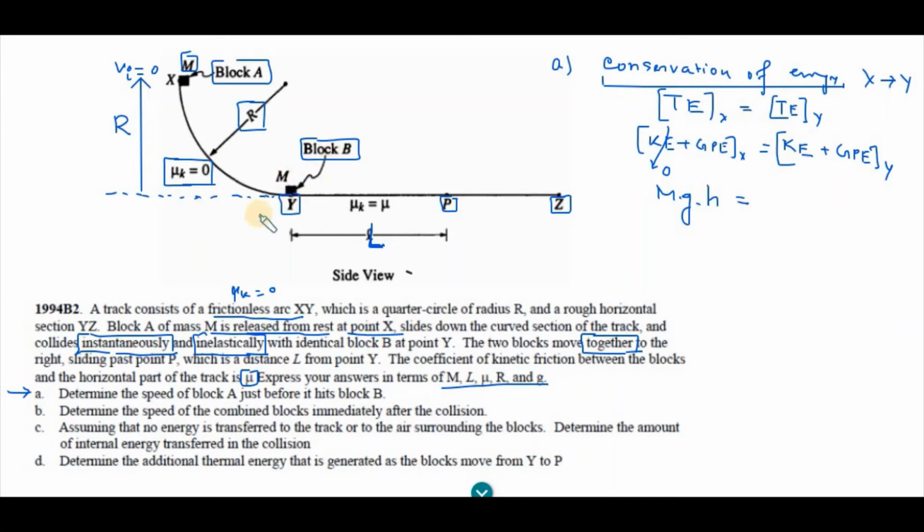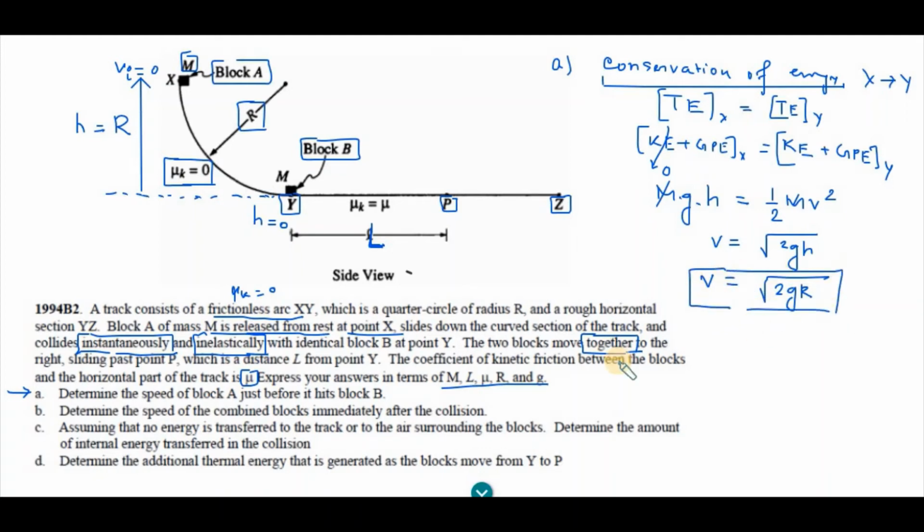Since at the point Y the height h should be 0, we'll be considering that kinetic energy, which should be half mv squared. And finally, to obtain the velocity before the collision of this block, the m is getting cancelled, and v becomes square root of twice g h. But this h we need to substitute by r, because presently we are considering h the same as r, so v equals square root of 2gr. That's representing the expression of the velocity of the block A just before it hits the block B.